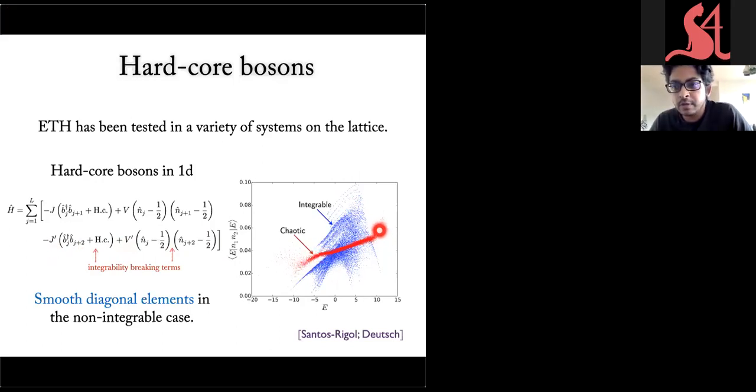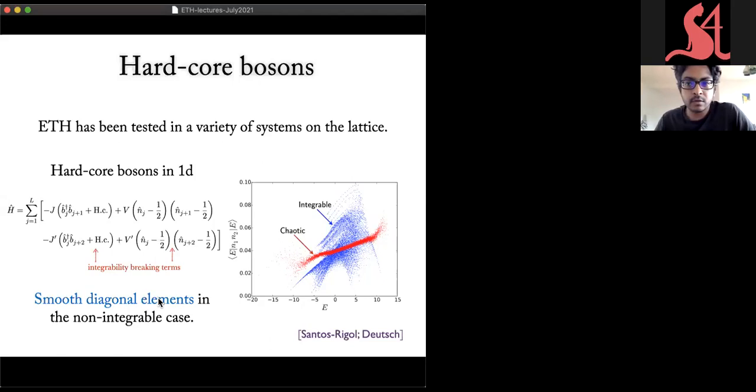One of the things about ETH is that you have smooth diagonal matrix elements. It is very interesting that as soon as you give some finite values to these coupling constants, you have got the smooth curve. So this is a verification of ETH for the diagonal elements. All right, is this example clear?